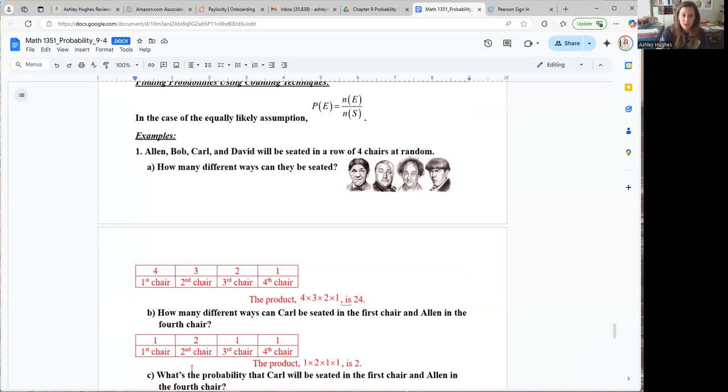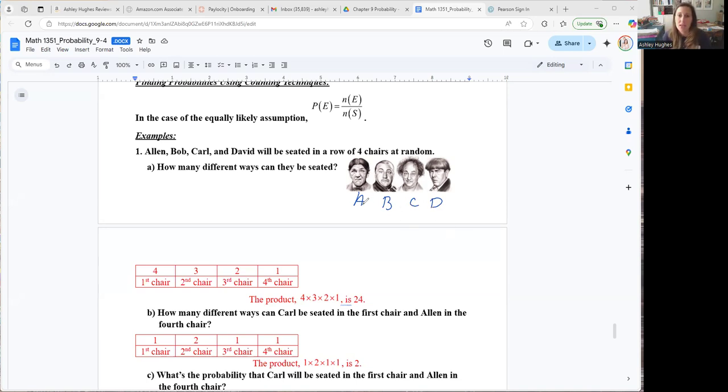How many different ways can Carl be seated in the first chair and Alan in the second chair? Well, the first chair, if it doesn't matter who's in that chair, you just put one. Okay, it can be anybody. The second chair, I want, oh no, sorry. First chair, we only want, sorry, Carl, there's only one Carl, so he goes there. The second chair, out of the 4 men, only 2 of them could be chosen for that second chair. Because, let me label this. Say this is Alan, Bob, Carl, and David. Oh, and your ABC. That's like my family.